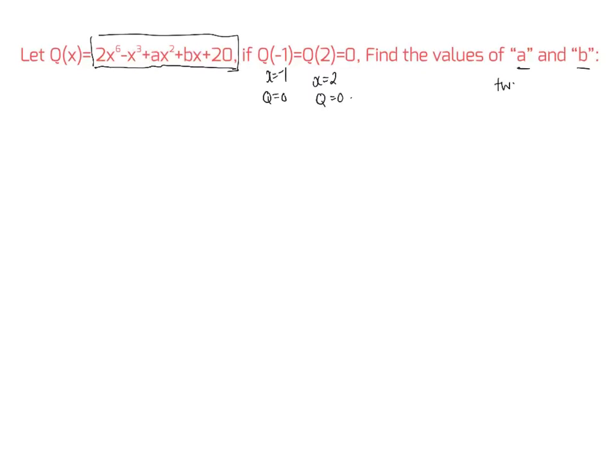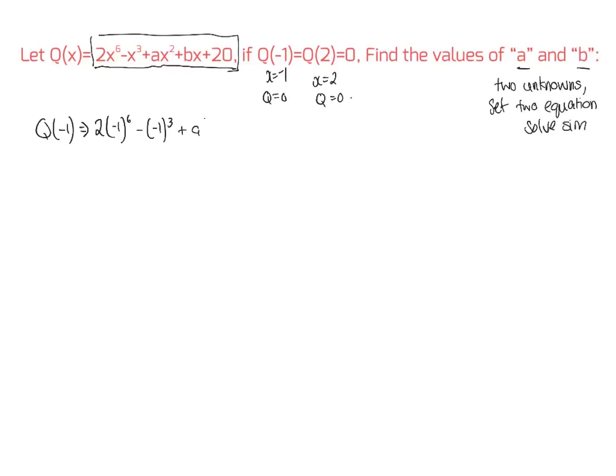If you have two unknowns, you should be able to set up two equations, and we're going to solve them simultaneously. So let's work out what q of -1 would be. Everywhere I see x, I'm going to put a -1, plus b times -1 plus 20. Alright, so if we keep simplifying that.